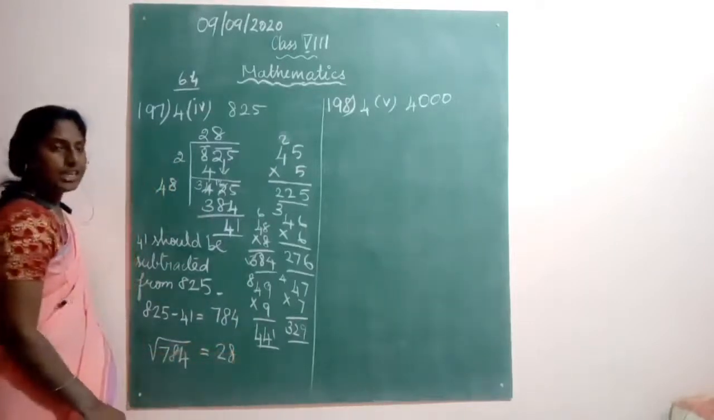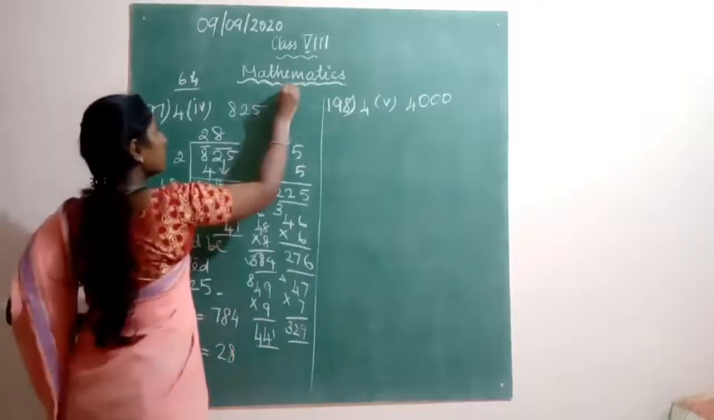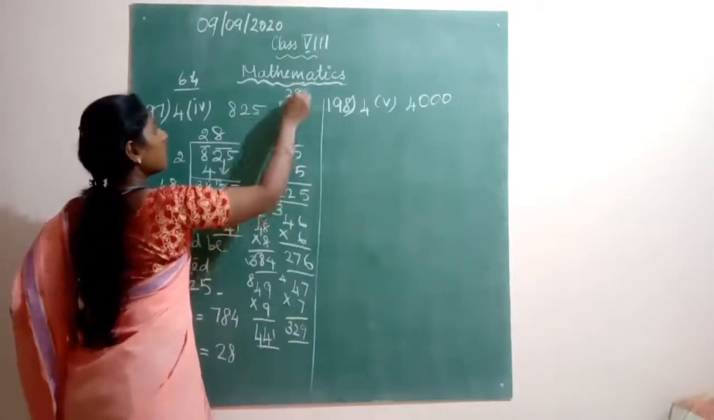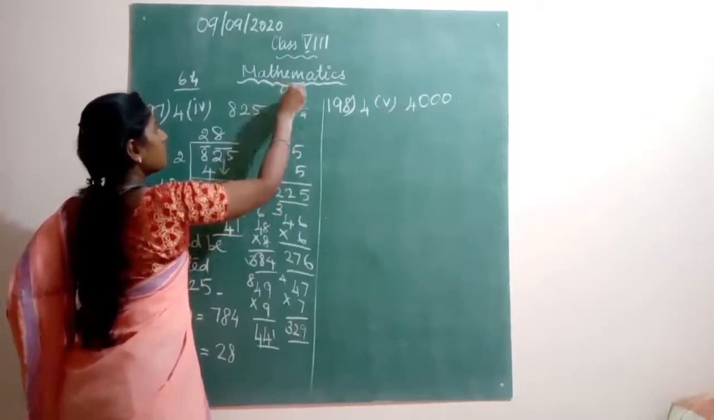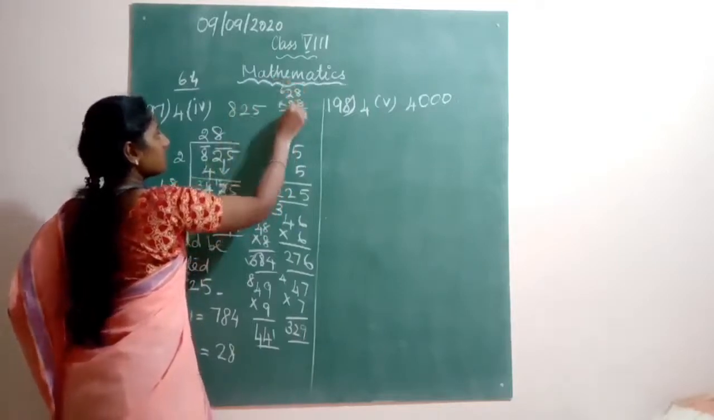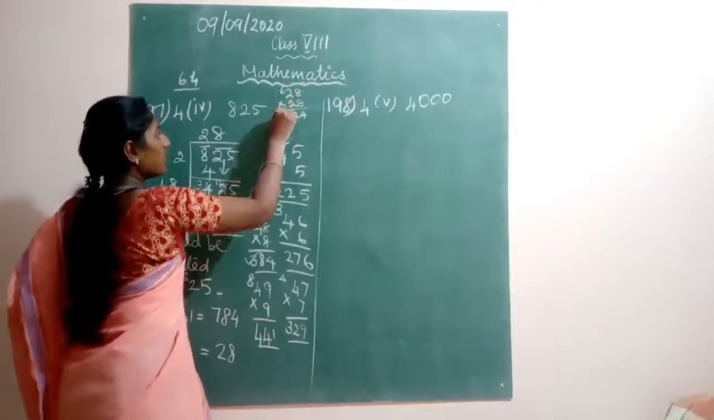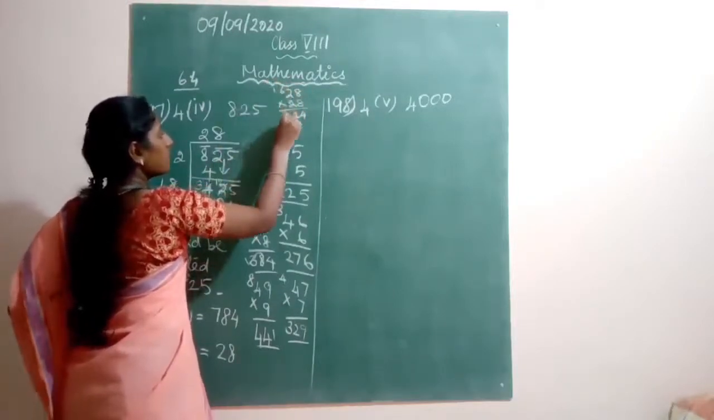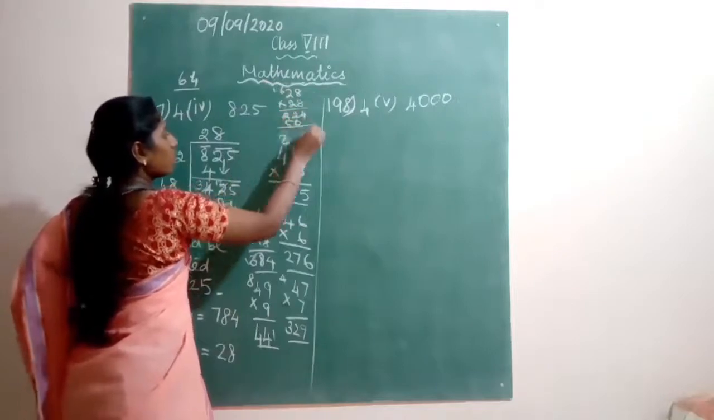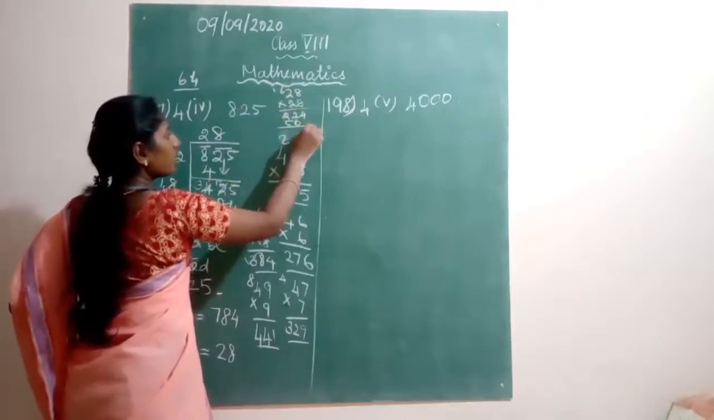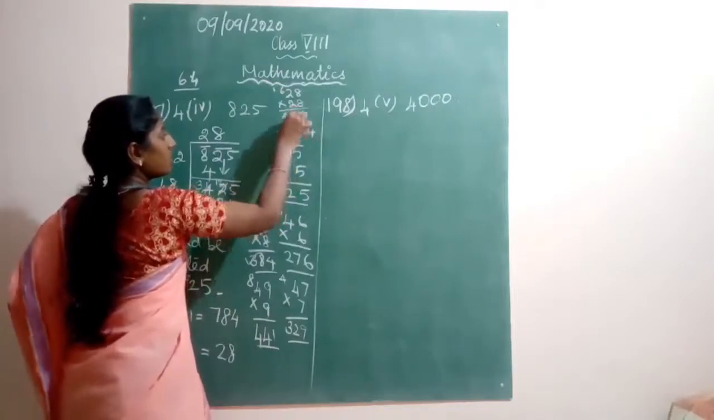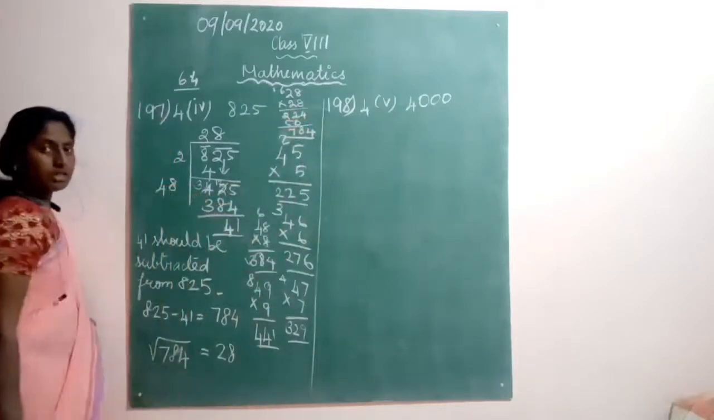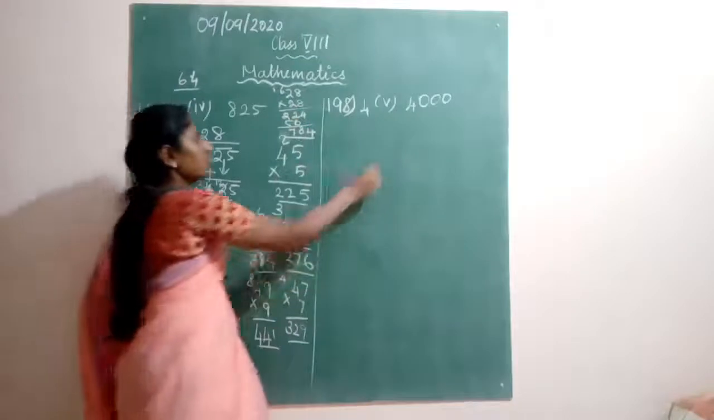You can check it and see. Okay, 28 into 28 is how much? 8 8s are 64. 8 2s are 16. 16 plus 6, 22. 2 8s are 16. 2 4s are 8, plus 1, 9. Okay, so 4, 6 plus 2, 8, and 5 plus 2, 7. Okay, 784, it is 28. Okay, next 4000 is given.